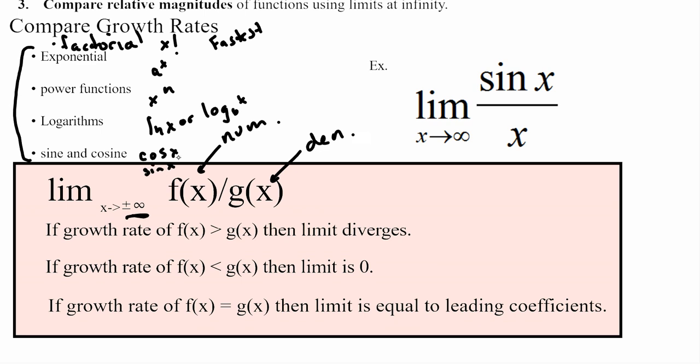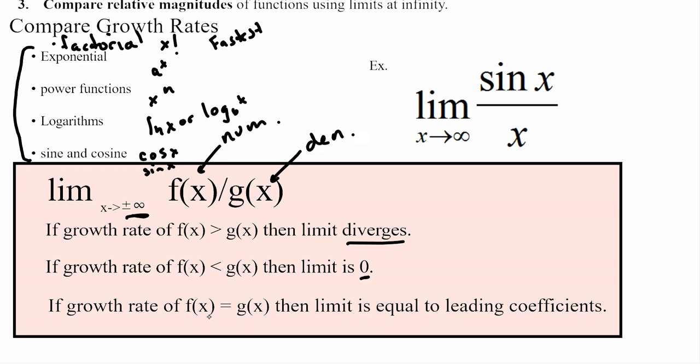So when you compare these, what we know is that if the numerator happens to be one of the functions that grows the fastest, that means the fraction is growing without bound, and we would say that the limit diverges, the limit does not exist. If the denominator grows faster than the numerator, the fraction is becoming smaller and smaller as x goes to infinity or negative infinity, and therefore it's approaching 0. And finally, if the numerator and denominator have the same growth rate, then we're going to use leading coefficients.